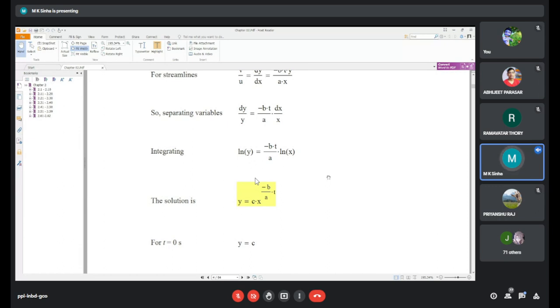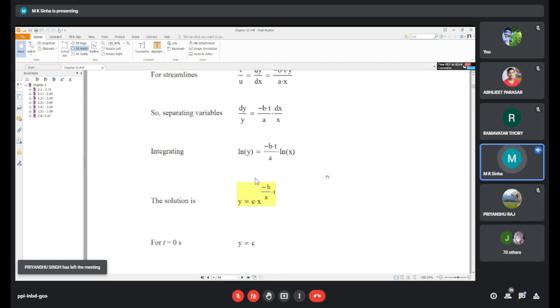Generally our preference is that the independent variable is x and the dependent variable is y, the vertical axis. Generally the independent variable we should prefer on the x-axis, the horizontal. So see, for any time this is our equation: y equals c times x to the power minus bt/a. This is for any time t.